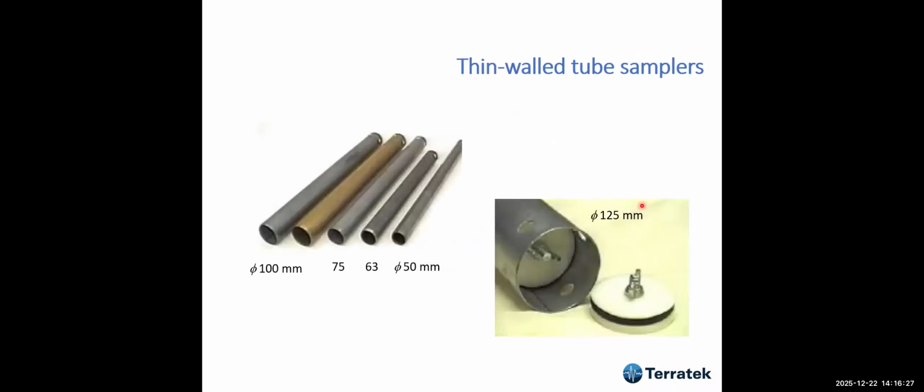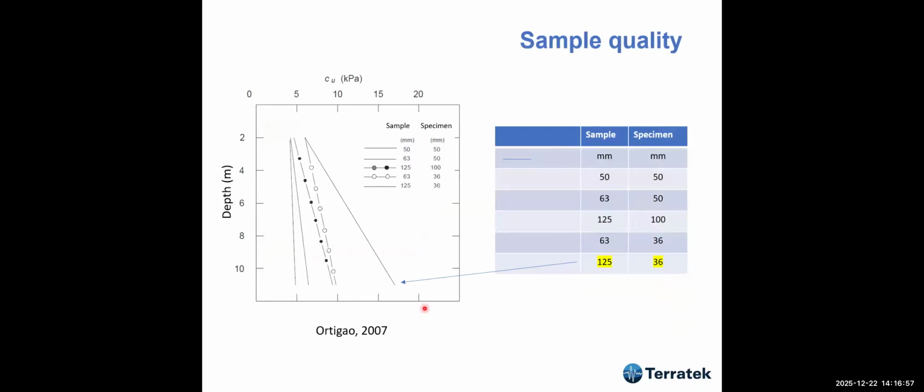These are different diameters of the Shelby tubes I have used in the past, from 50 millimeters to 100. I have used up to 120, but this is not here. And these are 125, but this was not a Shelby tube. This was a better sampler, a stationary piston sampler, which I'm going to show you.